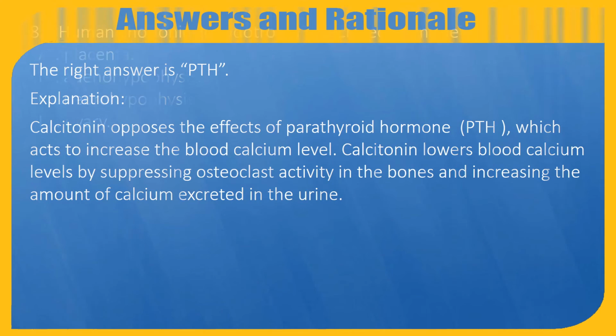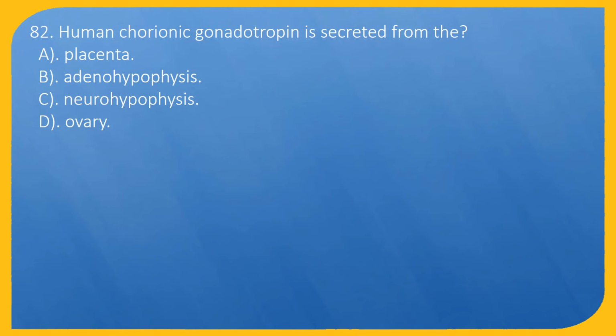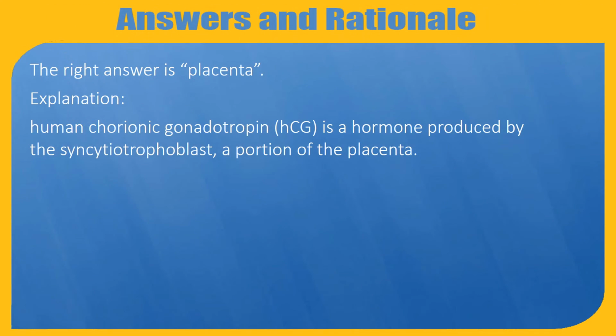the urine. Question 82. Human chorionic gonadotropin is secreted from the A. placenta. B. adenohypophysis. C. neurohypophysis. D. ovary. The right answer is placenta. Explanation: human chorionic gonadotropin, HCG, is a hormone produced by the syncytiotrophoblasts, a portion of the placenta.